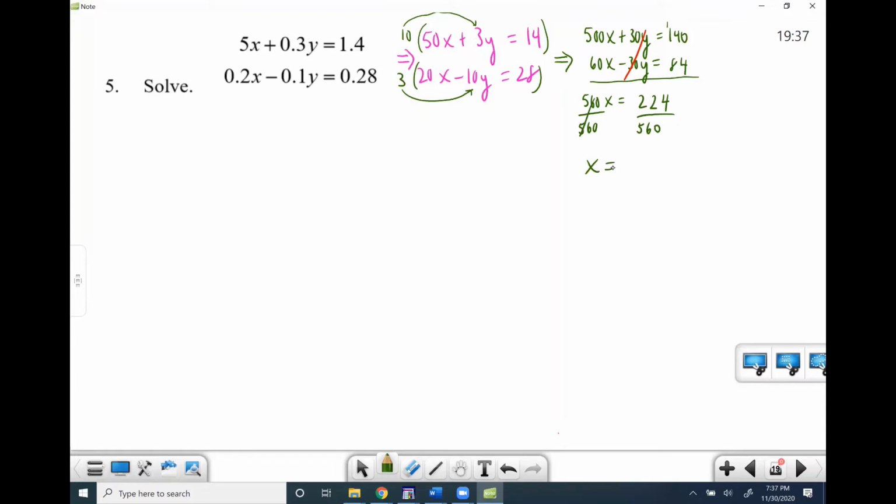All right, let's see what 224 over 560 is. I'm getting like 0.4. But I think some people's calculators gave them out like 2/5. Yeah, something like that. Okay.